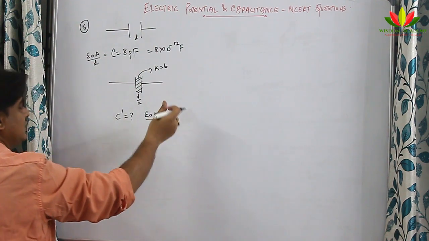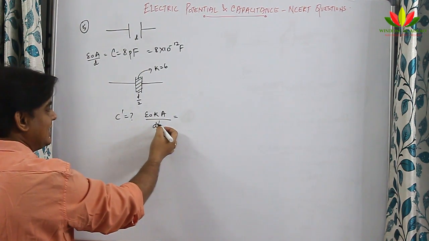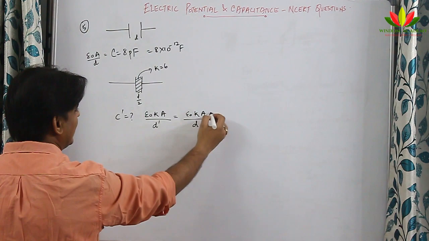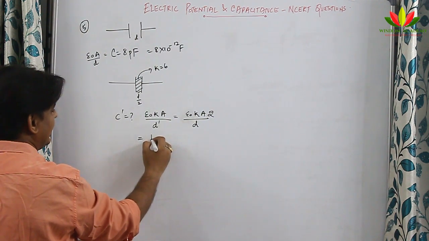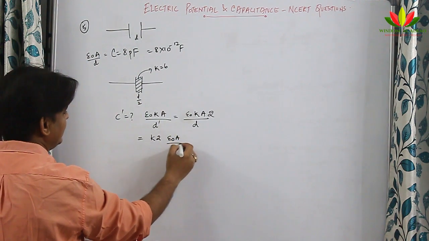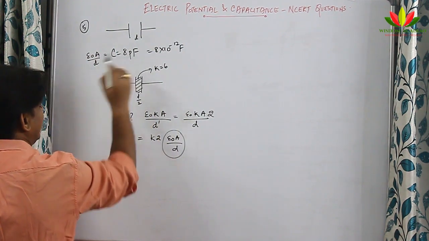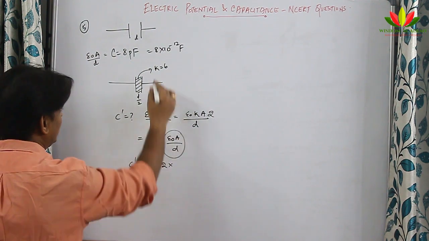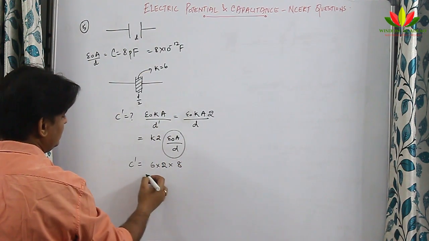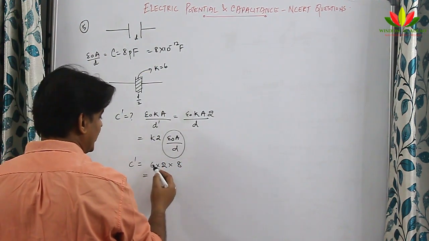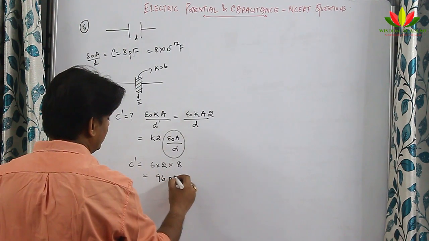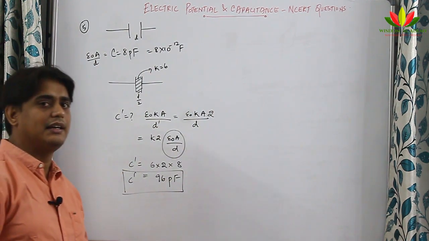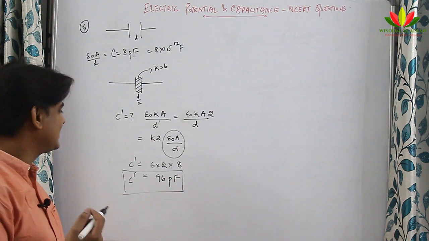There is one shortcut to solve this. D dash I can write as D by 2 because it is reduced by half. So I will write epsilon naught K A by D, and the 2 will go above. So this is K into 2 times epsilon naught A by D, and we know epsilon naught A by D is 8. So C dash is equal to 6 into 2 into 8 picofarad, that is 96 picofarad. So 96 picofarad will be the capacitance if the distance between them is reduced by half and a dielectric of constant 6 is kept between them.